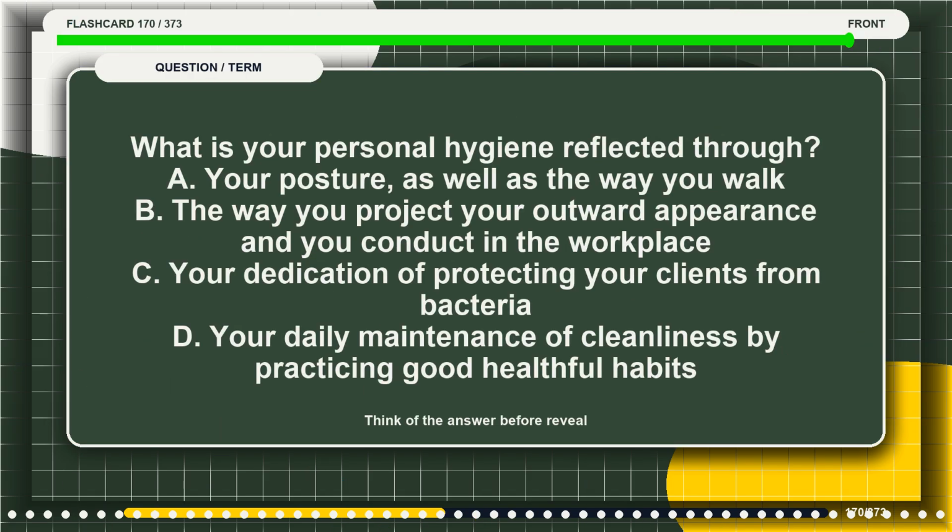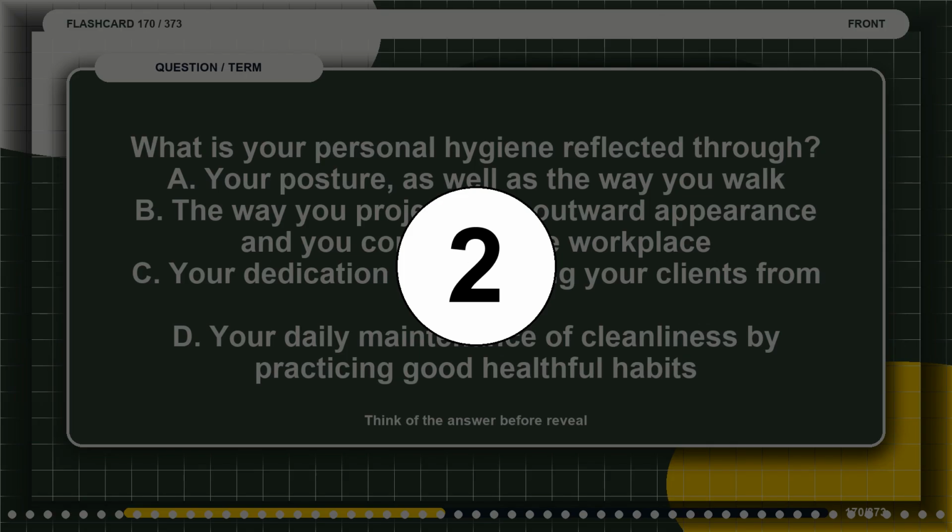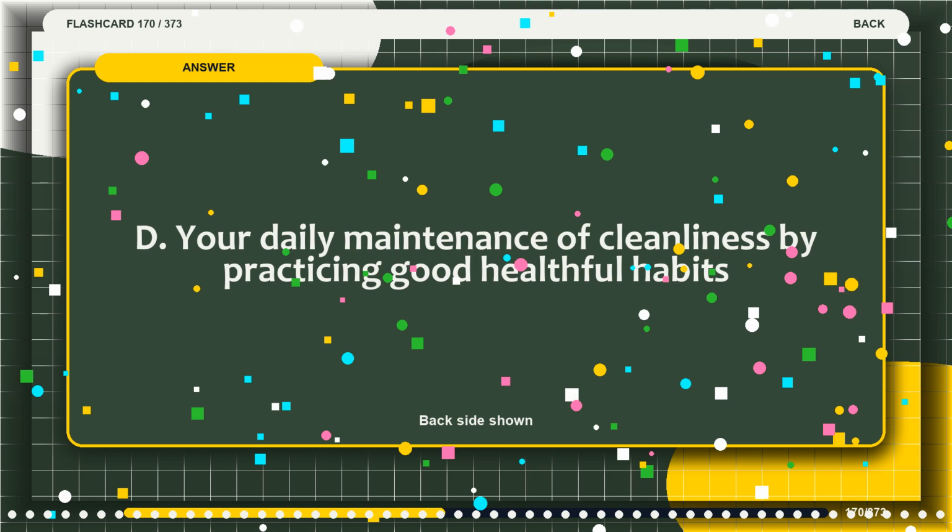Flashcard 170. What is your personal hygiene reflected through? A. Your posture, as well as the way you walk. B. The way you project your outward appearance and your conduct in the workplace. C. Your dedication of protecting your clients from bacteria. D. Your daily maintenance of cleanliness by practicing good healthful habits. Think of the answer before the reveal. The answer is D. Your daily maintenance of cleanliness by practicing good healthful habits.